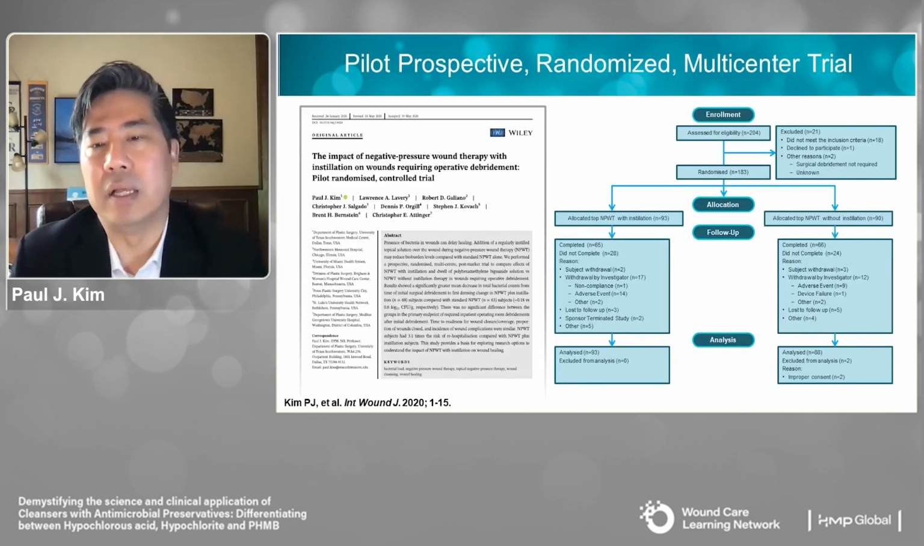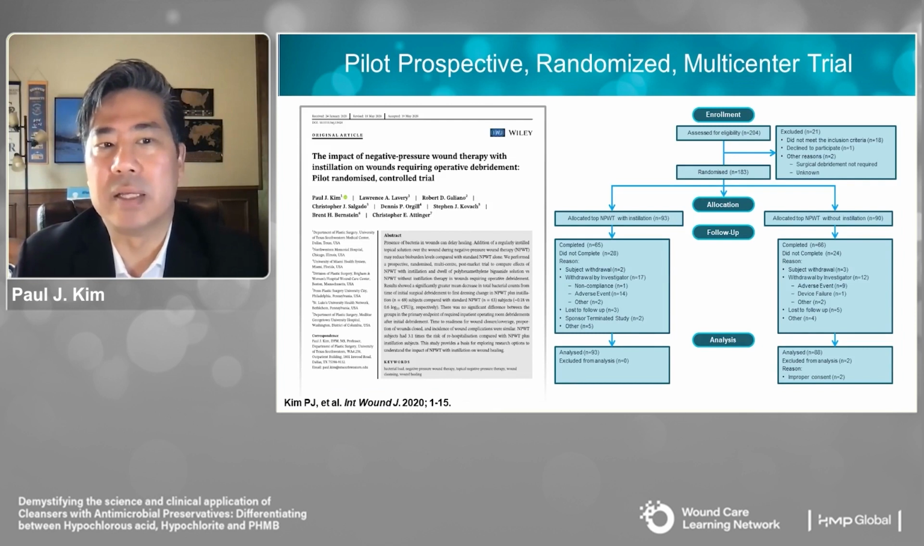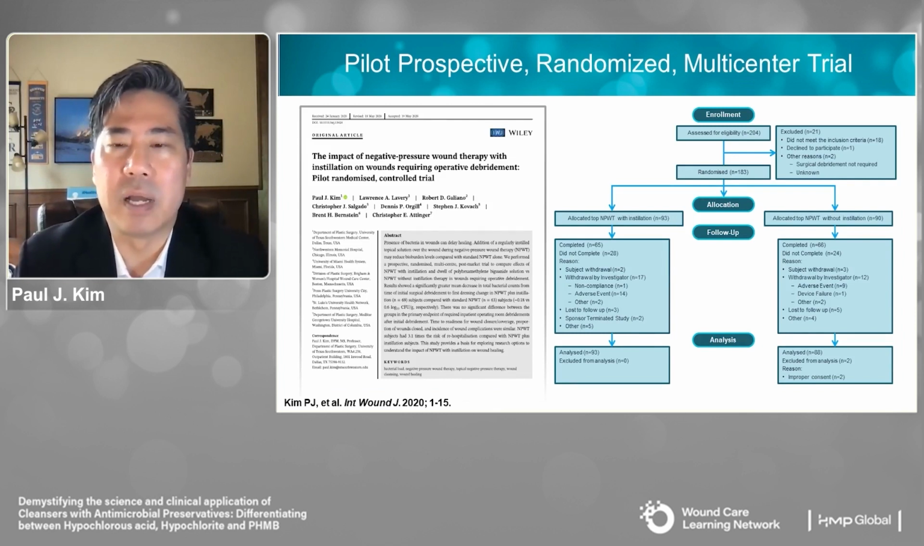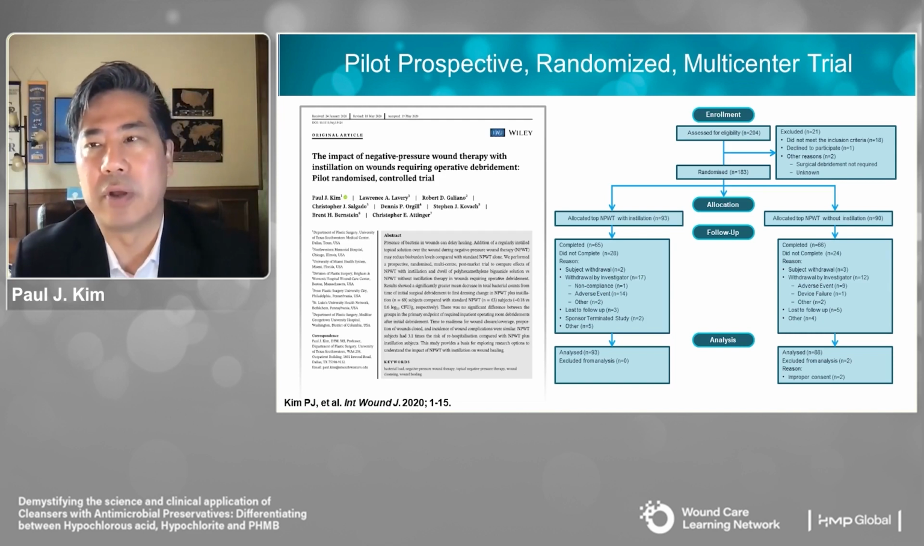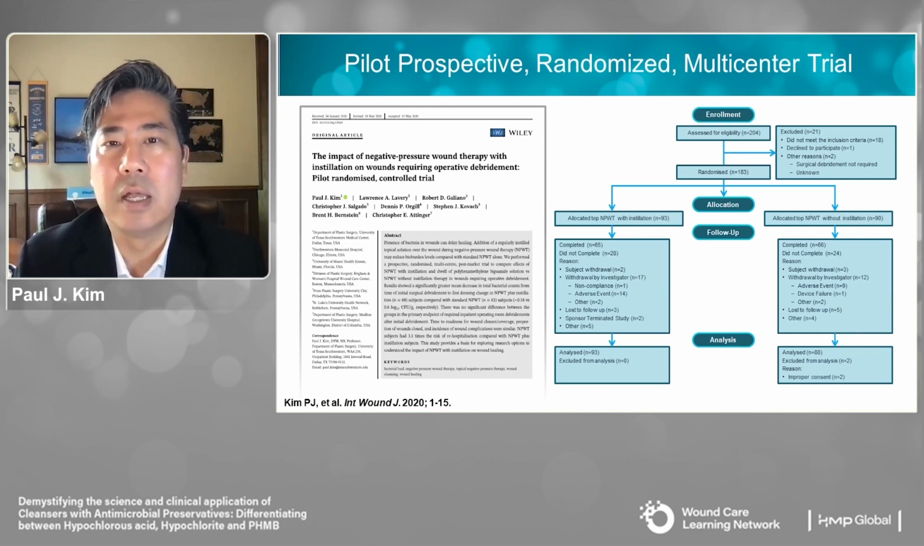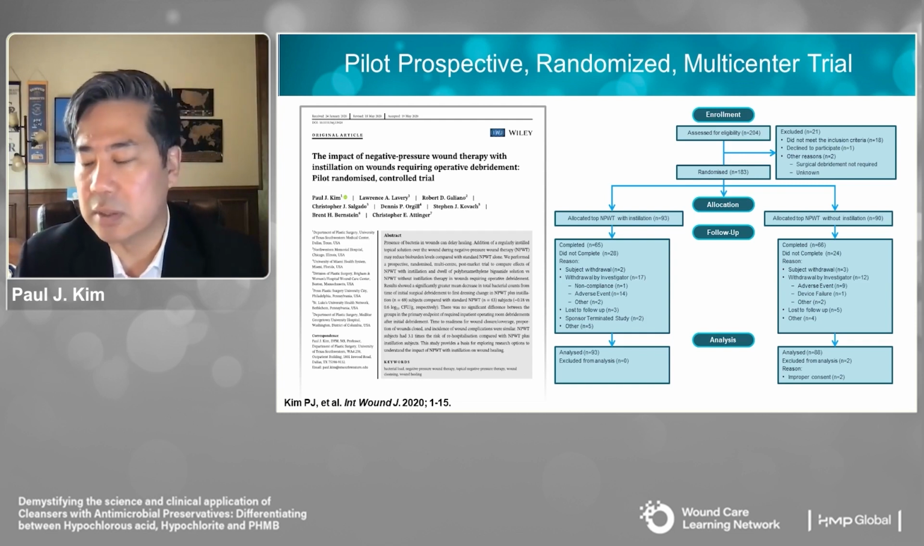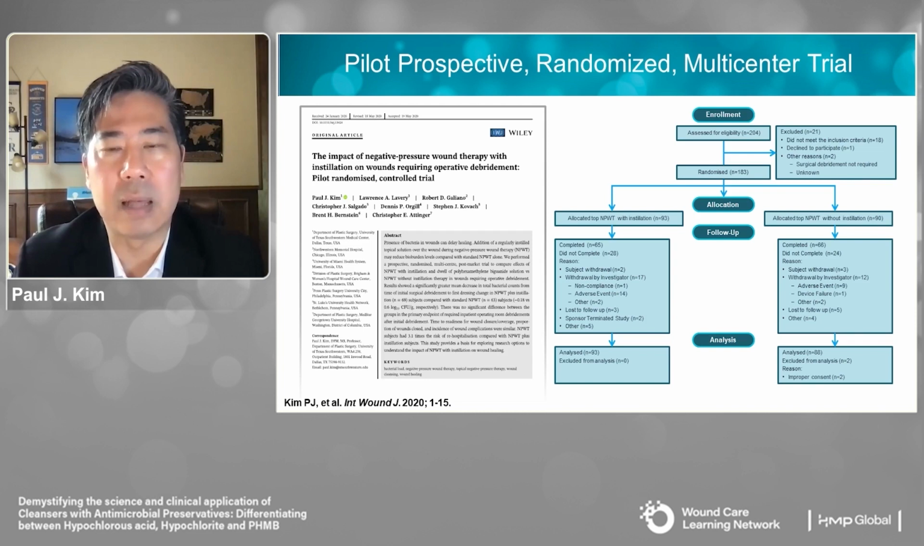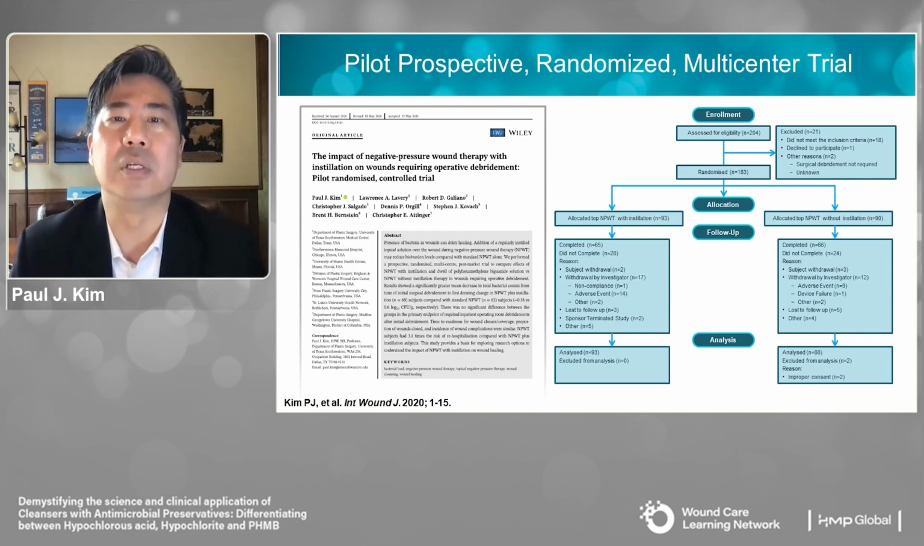What really got me sort of scratching my head was this study. This was a prospective randomized multi-center study looking at standard negative pressure therapy versus that of instillation therapy. In this case, we used something called PHMB. PHMB is polyhexanide with betaine. Polyhexanide is an antiseptic, betaine is a surfactant. This was a solution that I really studied in depth and trying to understand what the best solution is for this large, robust, multi-center study.